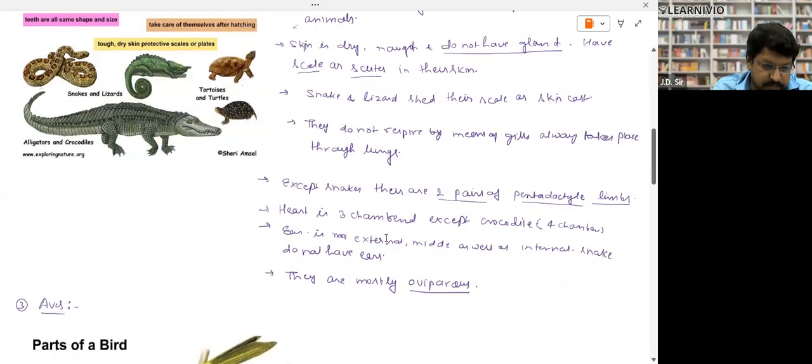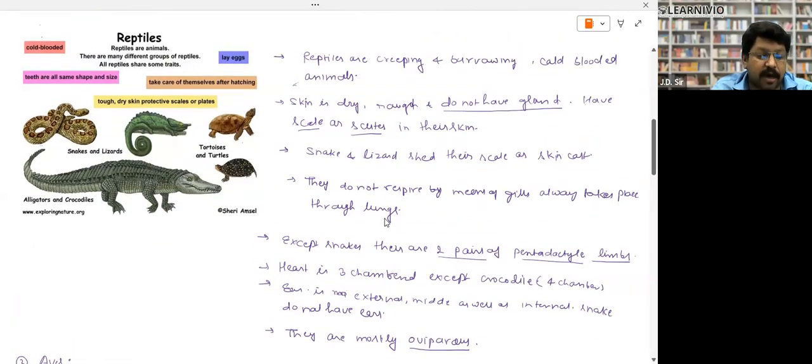Next, the heart is three-chambered, except in the crocodile, where it is four-chambered.